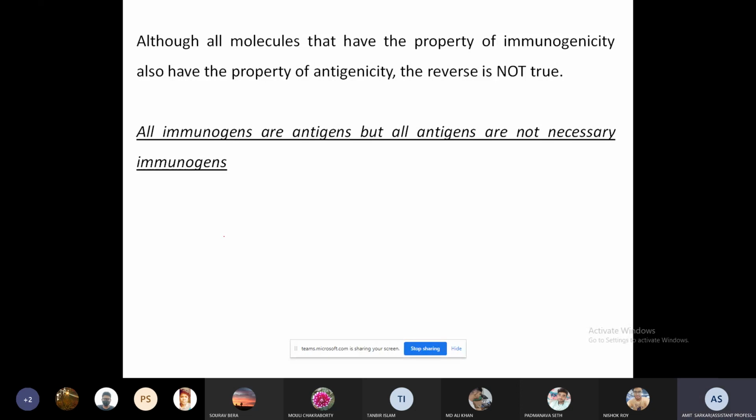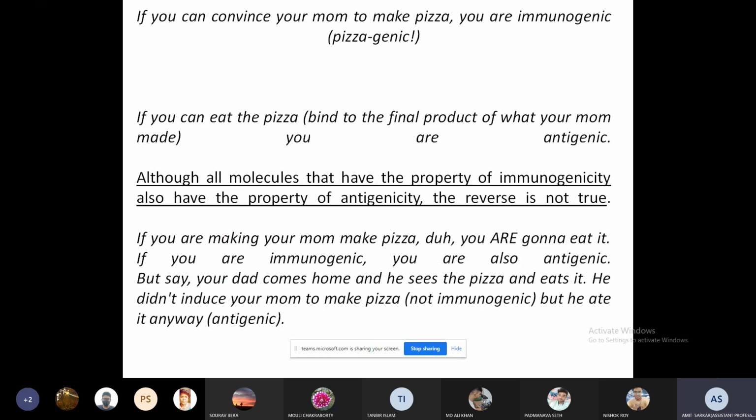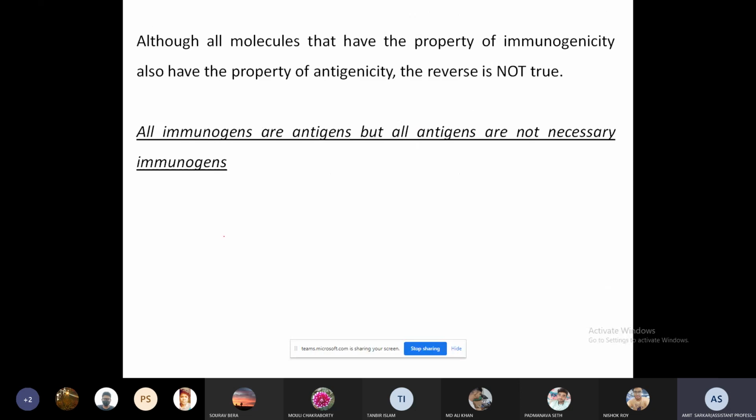So this is a small story that you can try to read, or I can say just a funny story, to make you understand about the immunogenicity or antigenicity. You may like it. I like it. That's why I share it with the students.